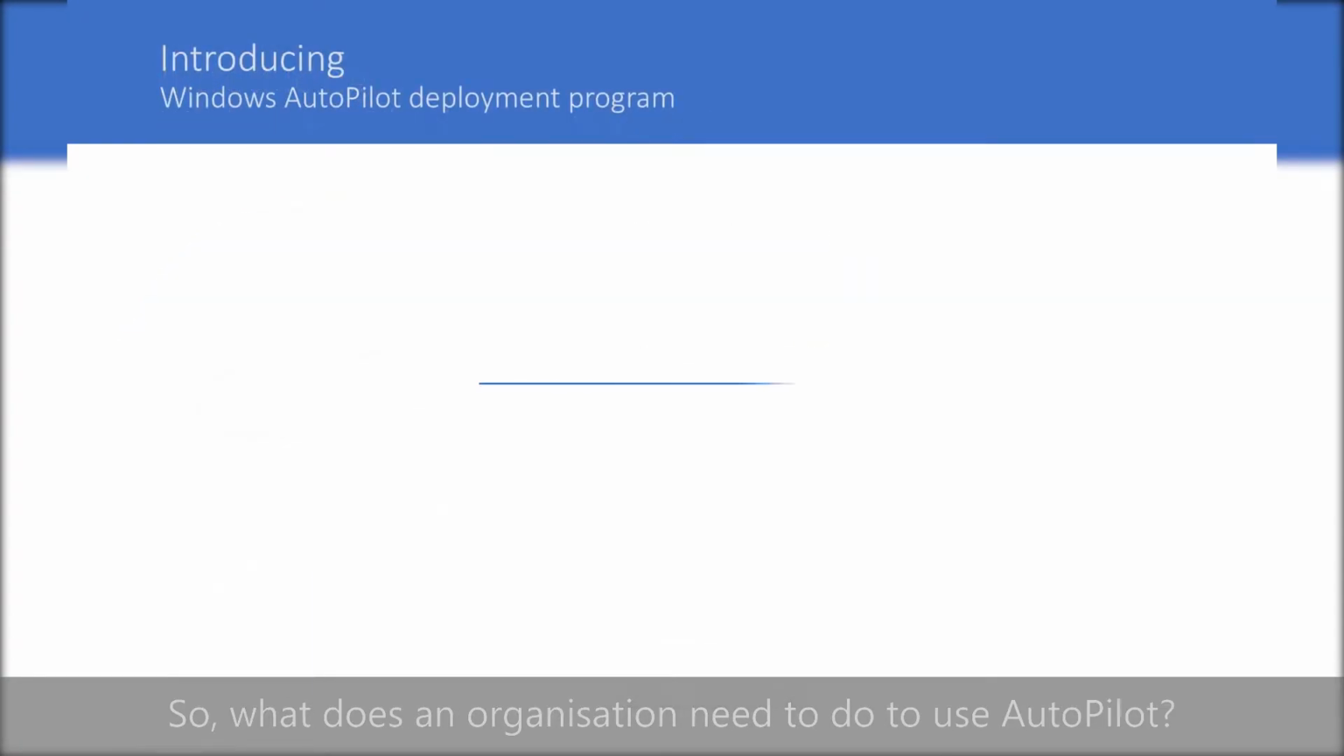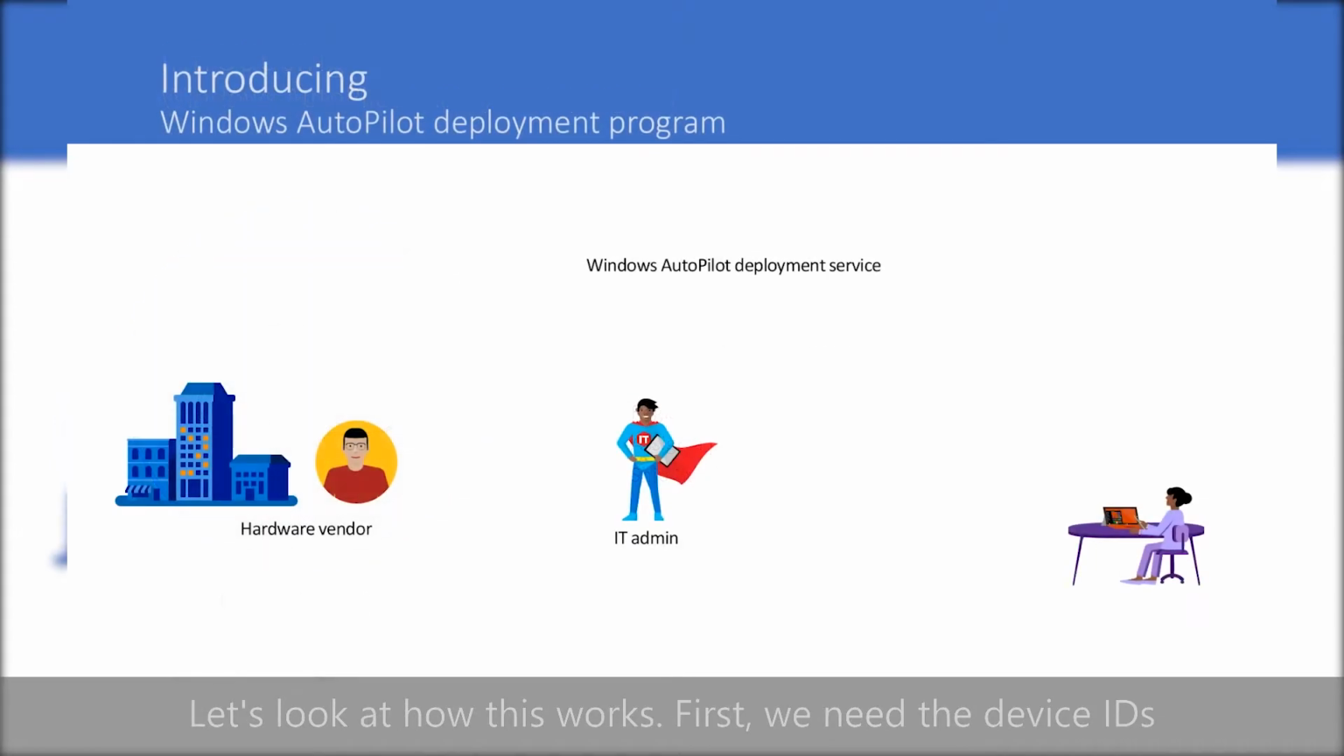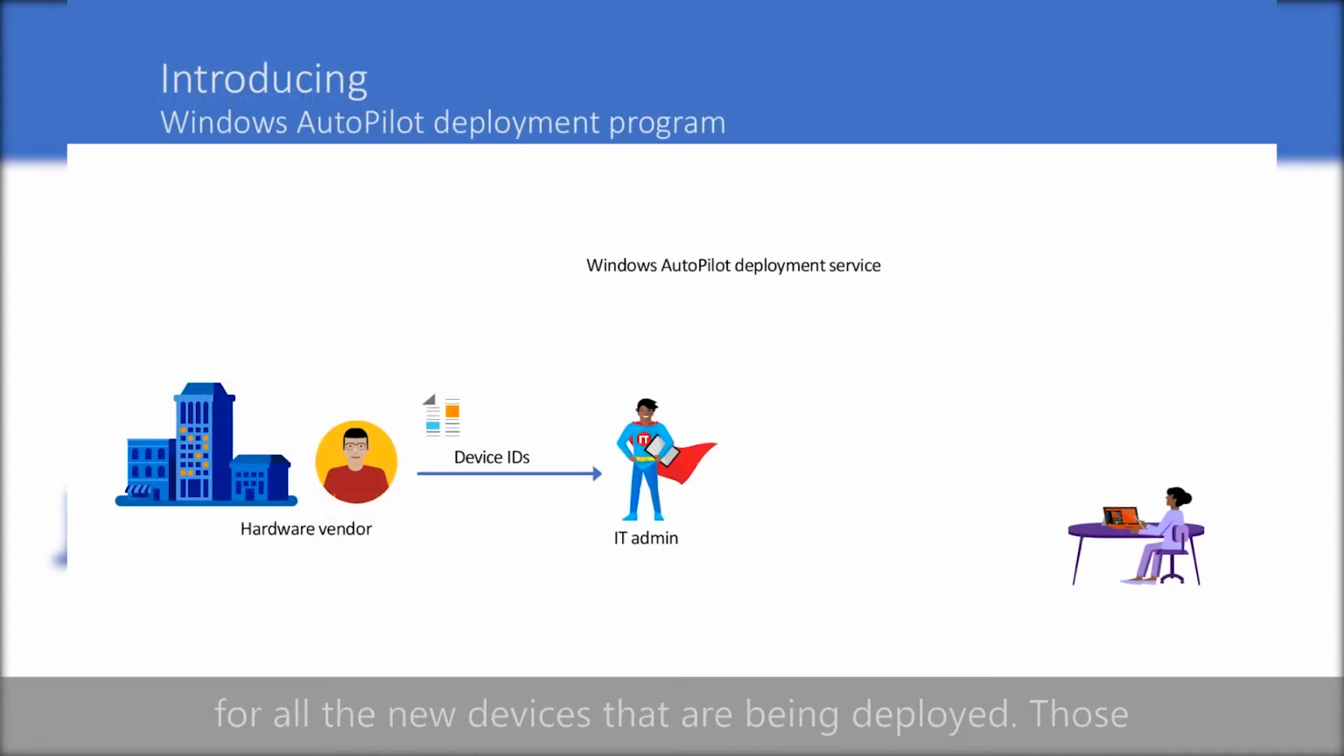So what does an organisation need to do to use AutoPilot? There are a few simple steps. First, each new device needs to be registered with Windows AutoPilot deployment service. Then a profile of settings needs to be assigned to each new device, controlling how the device is configured prior to when the MDM service can complete the setup. Once those steps are done, the device can be shipped to the end user. Let's look at how this works. First, we need the device IDs for all the new devices that are being deployed.